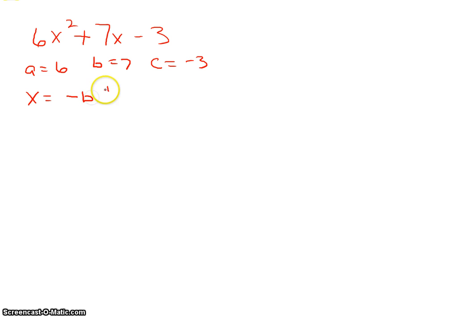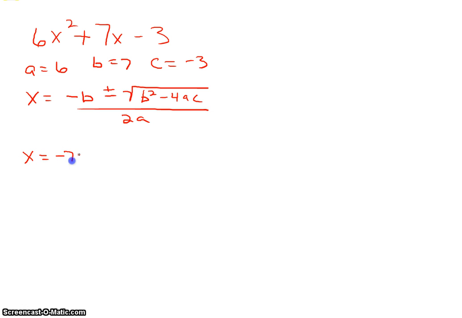And this one is an oldie but a goodie. We got 6x squared plus 7x minus 3. Alright, so let's factor this. A is equal to 6, B is equal to 7, C is equal to negative 3. Plug it into my quadratic formula. Negative B plus or minus the square root of B squared minus 4AC over 2A. I write that every time because then I don't have to think about it anymore. I'm not trying to do 2 things at once. Now I'm going to go back and plug everything in.